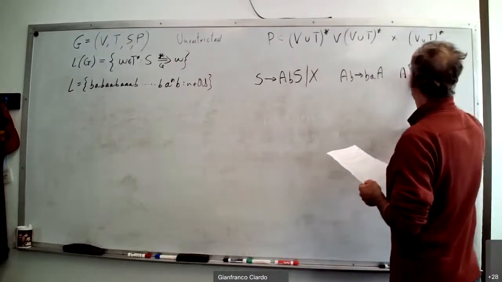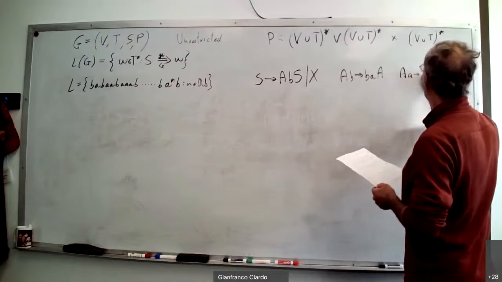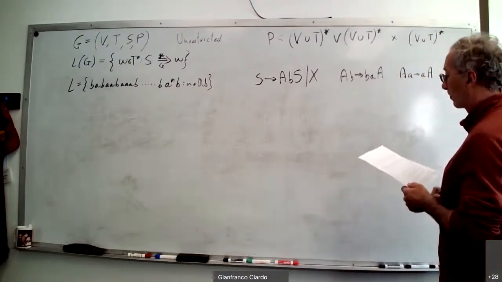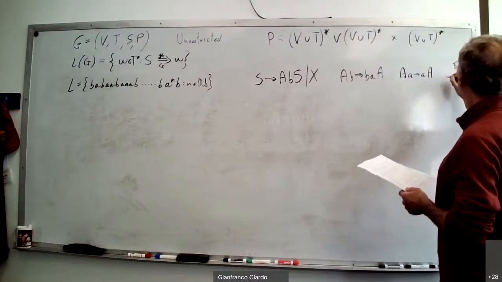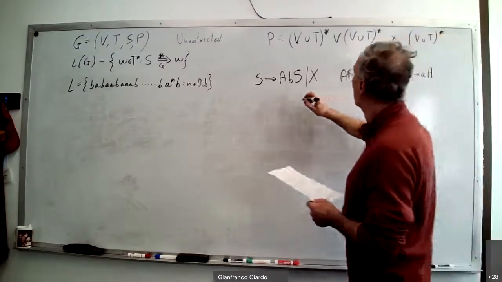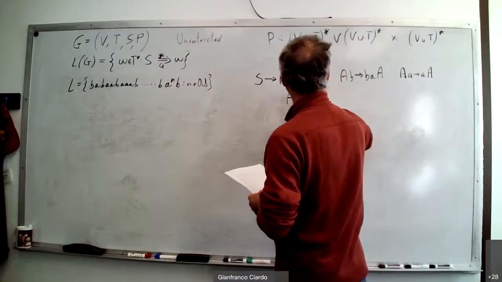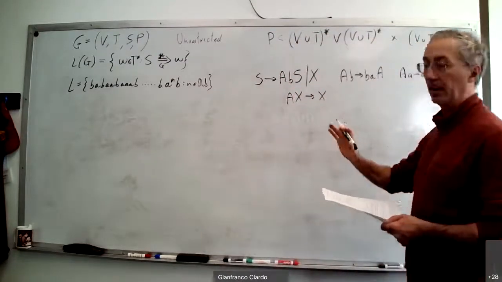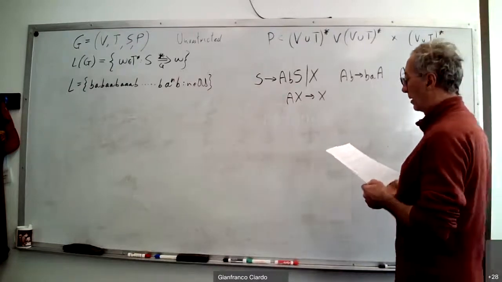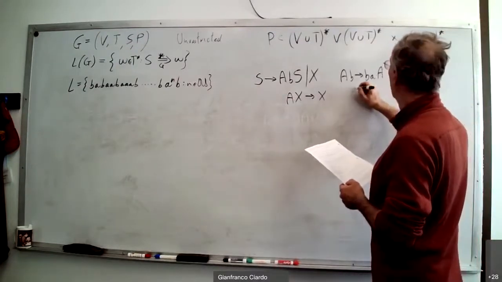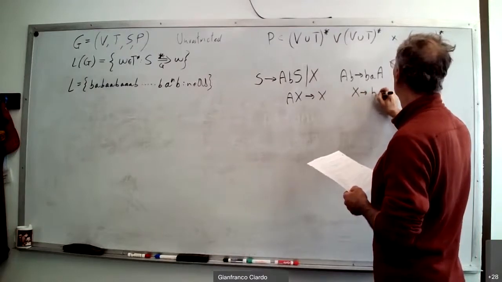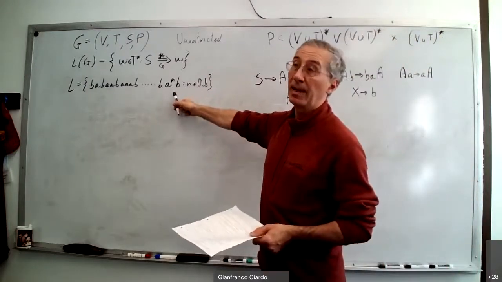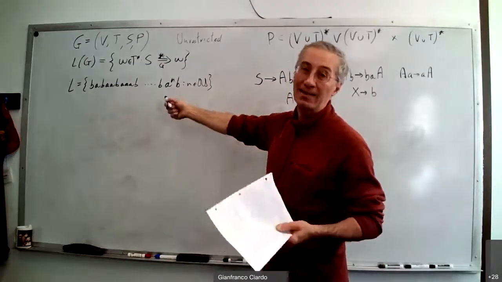And then I want to be able to swap little a and big A. And then AX goes to just X. So X will be on the right. And then X eventually goes to little b, because I have one more b, then I have n plus 1 b's if I have n runs of a's.